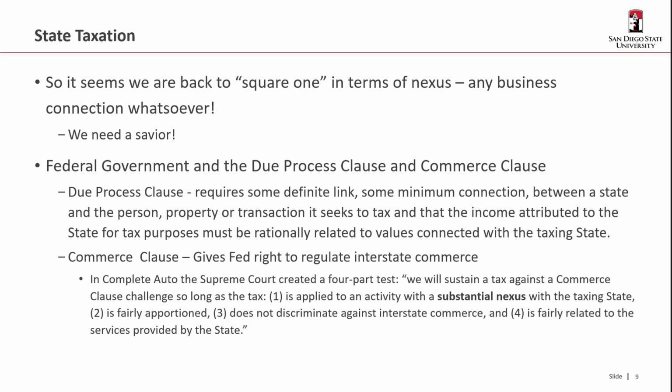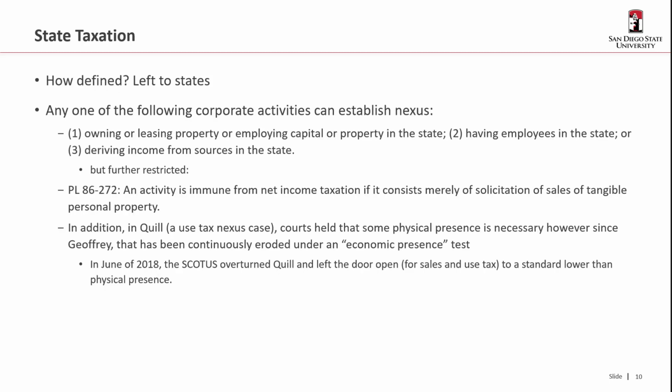It doesn't discriminate against interstate commerce, and it's fairly related to services provided by the state. So wrapping up due process there in item number 4. Okay, so that gives us something to lean on. At least we're up to substantial nexus. But how is substantial nexus defined? Well, that's still entirely left to the states.